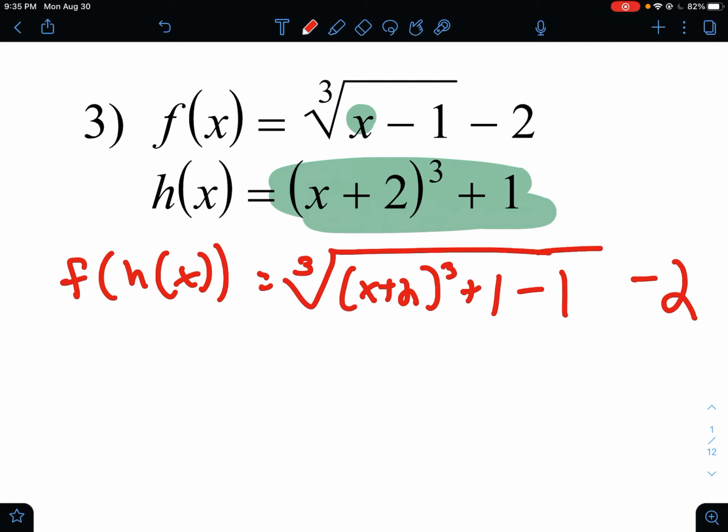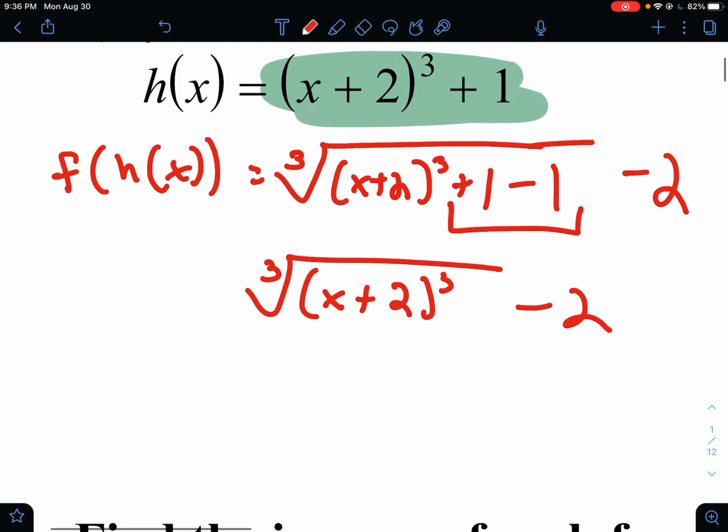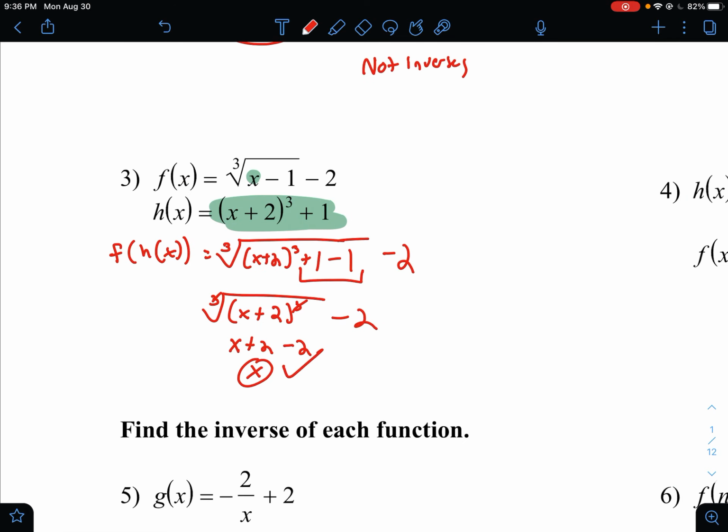All right. So let's go ahead and we actually have a lot of work to do here. So this guy here, hold on. Oh, okay, sorry. I was looking at this wrong. I apologize. So these guys cancel. So I get cube root of x plus 2 cubed. This actually isn't as much work as I thought it was. And then the cube root cancels out with this. So I get x plus 2 minus 2, and I get x out. So this is looking good so far to be inverses.